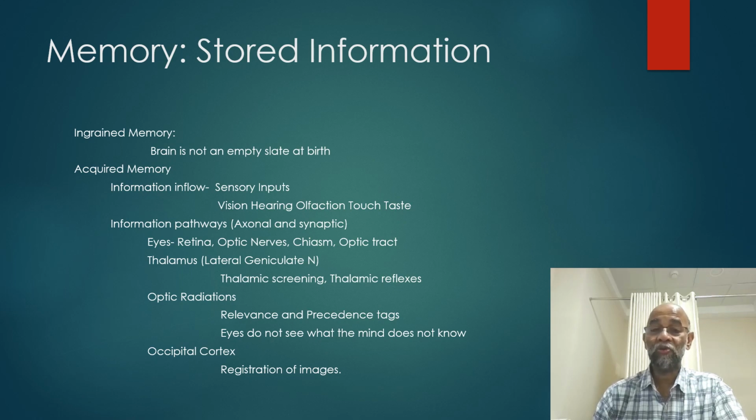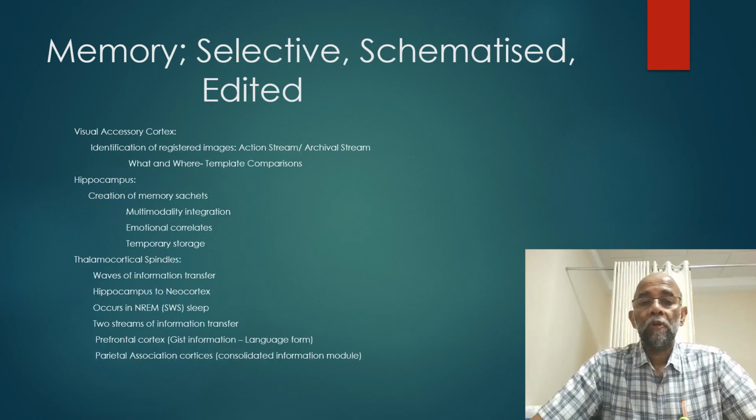We say that eyes do not see what the mind does not know. It might be more appropriate to say that the occipital cortex does not register what we do not know. The purpose of the occipital cortex is to register images of relevance to us. Information registered in the occipital cortex moves on to the accessory cortex, to the visual accessory cortex, where images are identified.